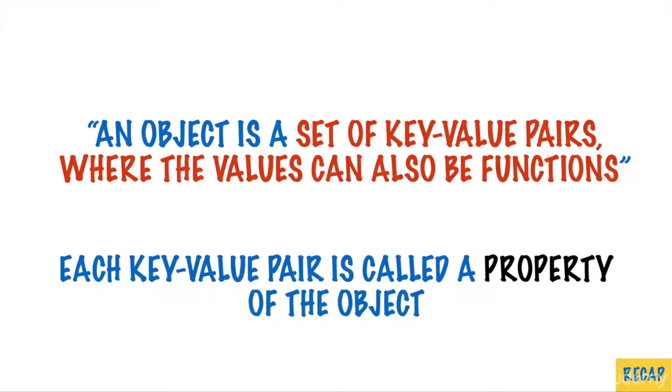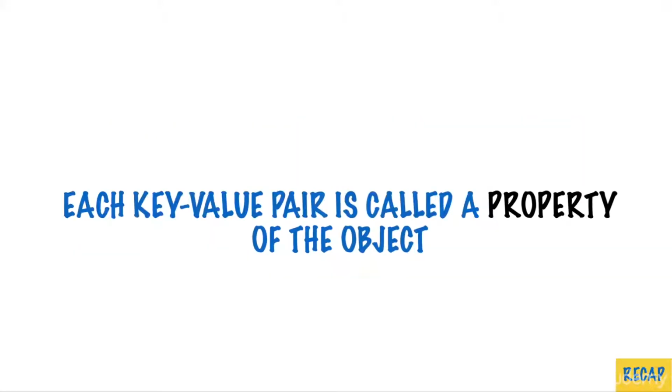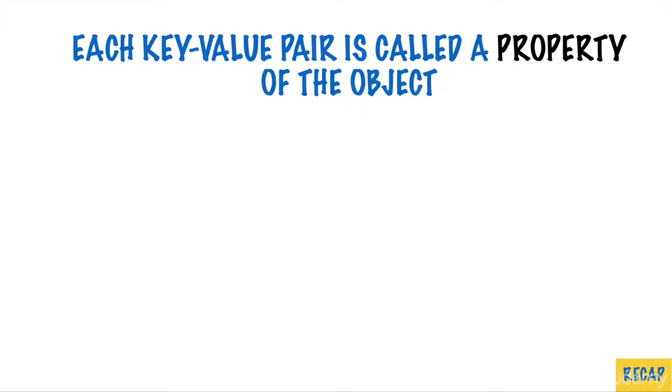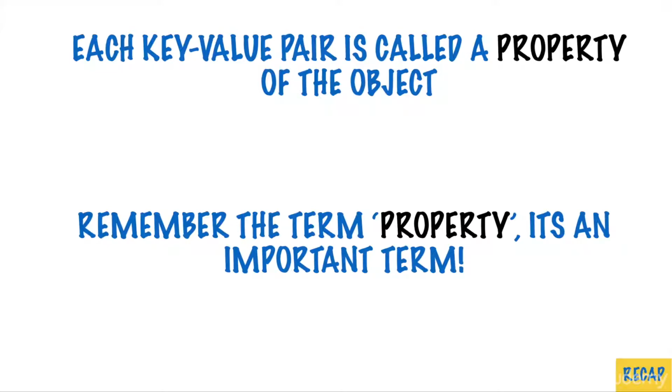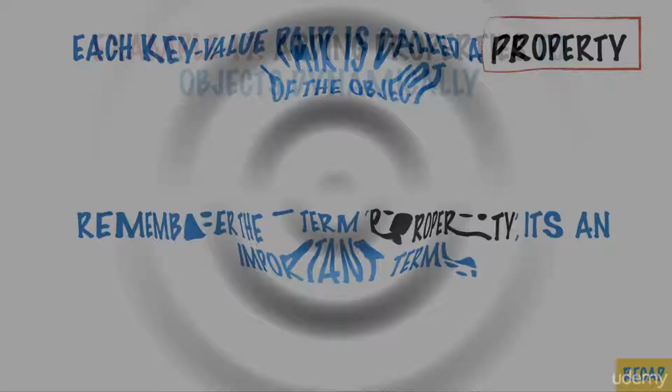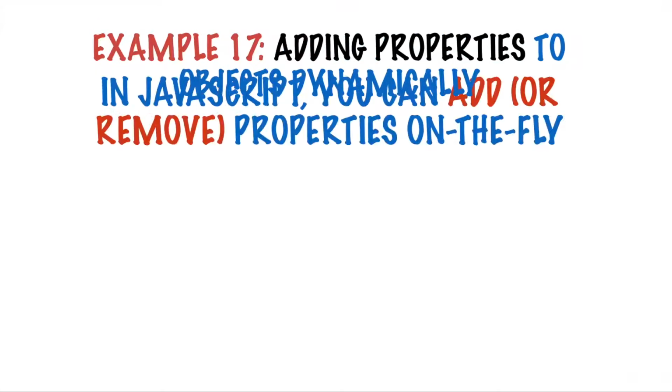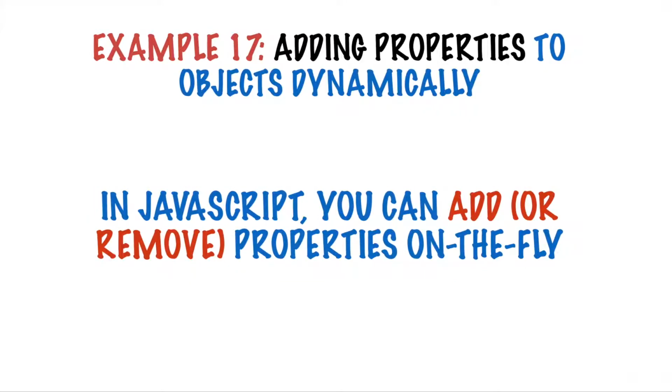Each key value pair in an object is called a property of the object. We've used this term before and we are going to be using it from here on very often as well. A key value pair is called a property. The term property is extremely important. We'll be using it over and over again. It refers to the key value pair which belongs to an object. With this in mind, let's see how we can add properties to an object on the fly.